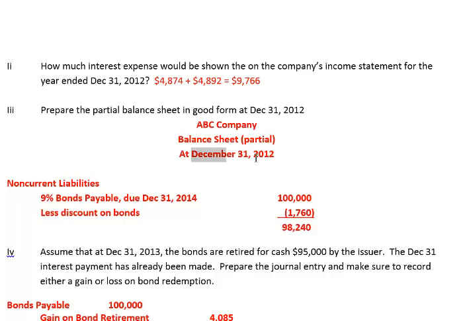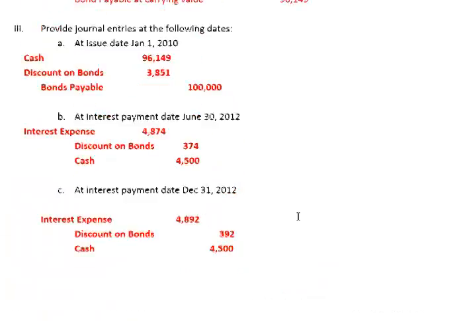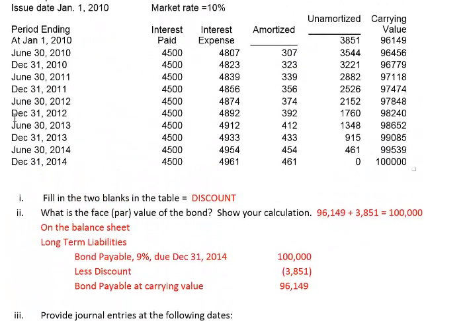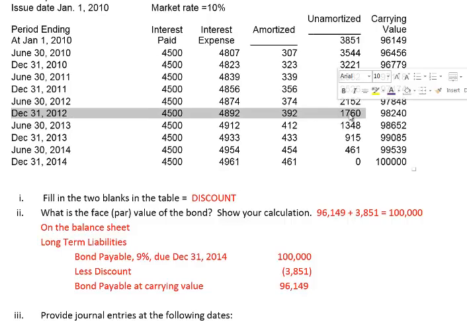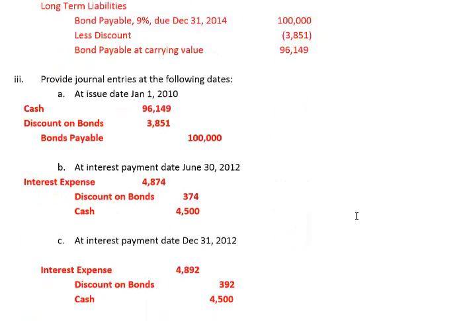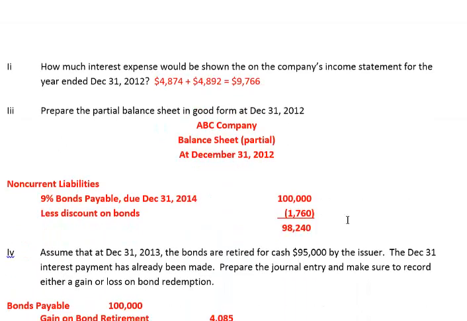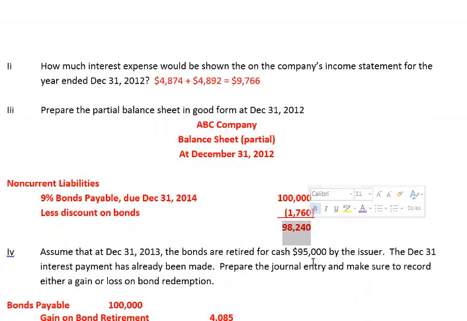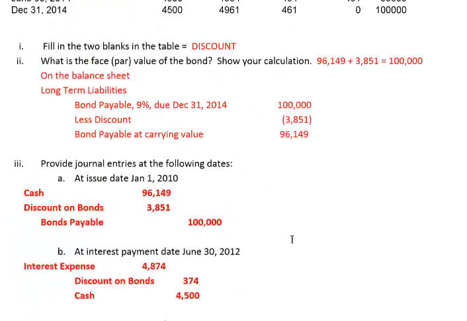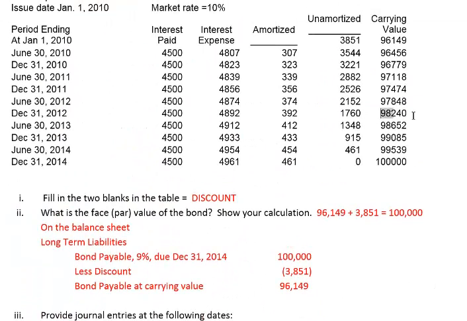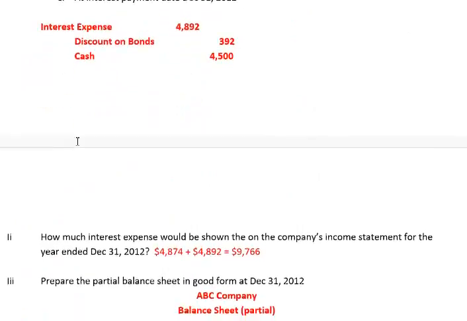And if we looked at the 6-month period that ended that date, we can get this $17.60 right from our table. So if we go to December 31st, you can see it's sitting right here, the unamortized discount of $17.60, and that's going to give us a carrying value or present value of $98,240. And that should be what we see right here at December 31st, 2012, and that's going to be the carrying value of the bond on our balance sheet at that date, December 31st, 2012.